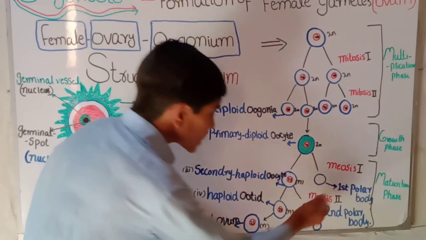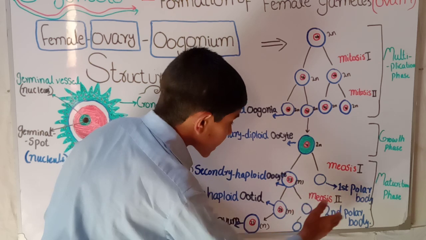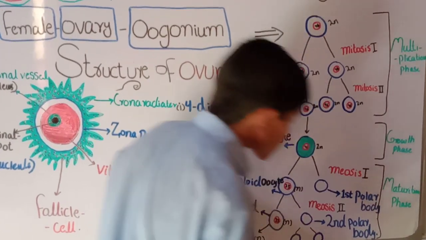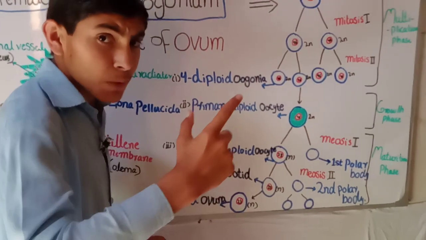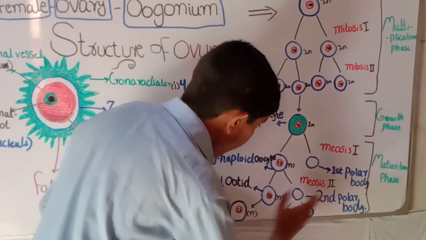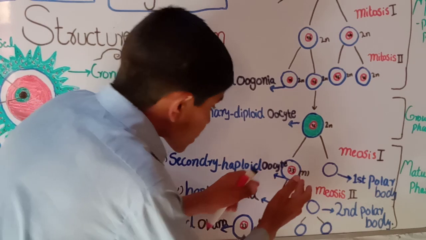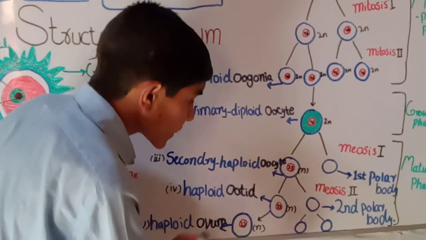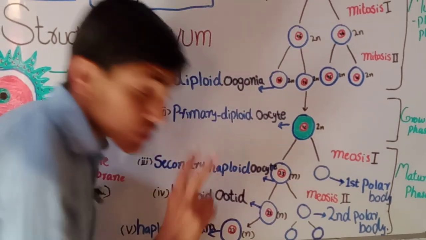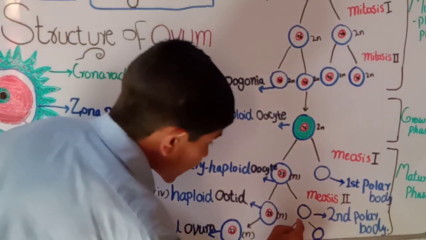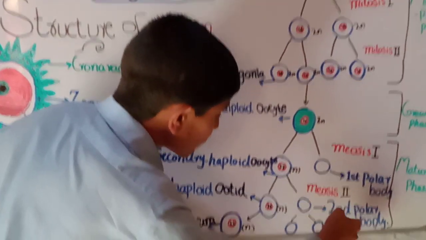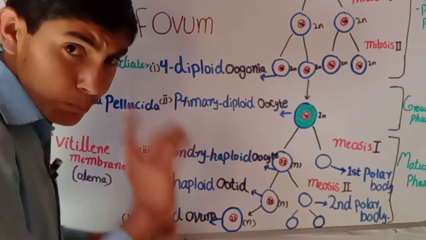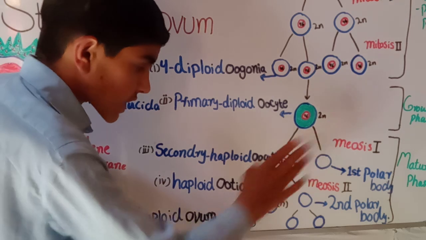So one extra cell is produced, and then the first polar body may also produce 2 other polar bodies. In the second meiosis, the secondary haploid oocyte then produces 2 cells. The smaller cell is again called a polar body, but it is called the second polar body. It is also an extra cell.